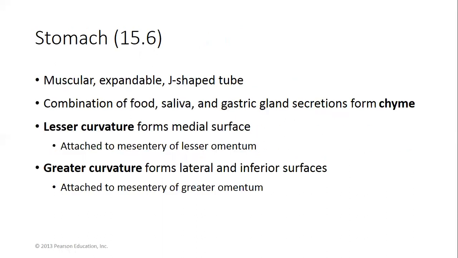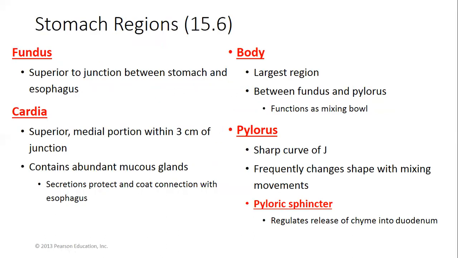The stomach has 3 layers of muscle in the muscularis externa as opposed to 2. And it's got several sections. There's a lesser curvature that forms a medial surface and a greater curvature that forms a lateral and inferior surface. The combination of food, saliva, and secretions in the stomach forms what's called chyme. So this is where a lot of chemical digestion is occurring.